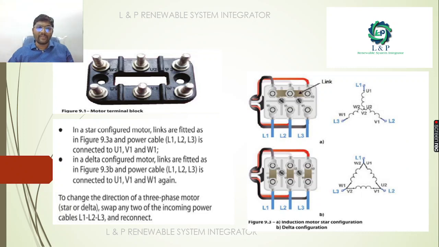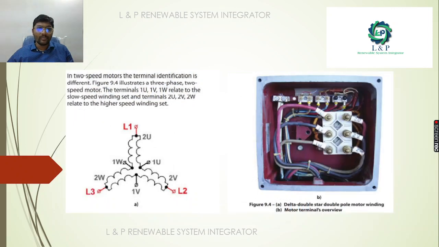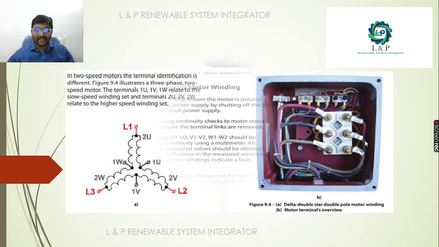Next we have a star configured motor as well as a delta configured motor link. If you plan to make a star configured motor, then this is how you need to make your connections. Or if you plan to do the delta configuration, then this is how you need to make your connections. As we told earlier, we also have a delta double star double pole motor winding. This is how the connection needs to be made. This is an overview that we have given here for our easiness.